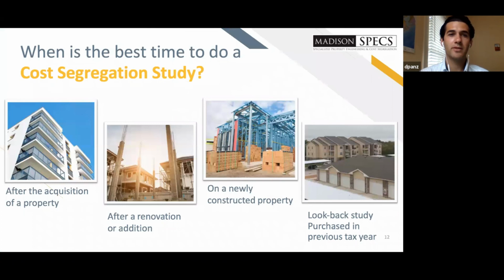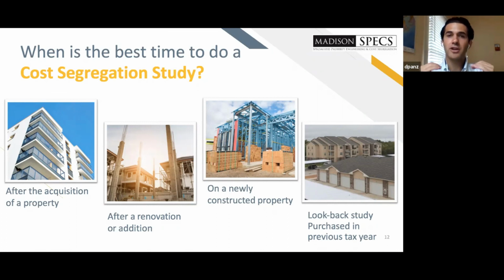So when is the best time to do a cost segregation study? We suggest as soon as you acquire the property to do a study. Why is that? If your business plan is to purchase, renovate, and then hold for a period, there are several assets inside the building. Like, let's take this apartment building, this luxury apartment building on the far left.